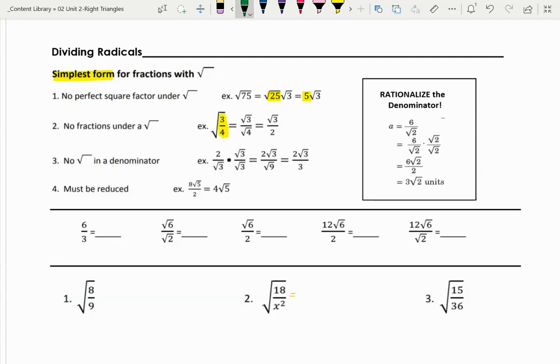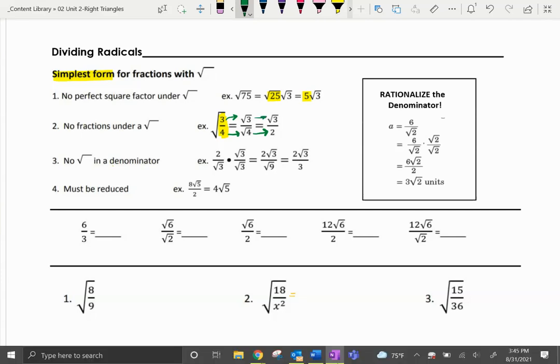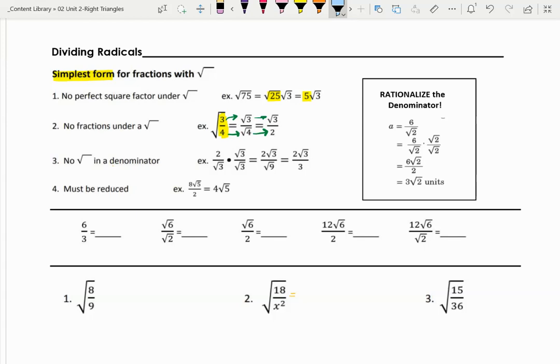So what you do is you take the square root of the top and the square root of the bottom, and you can split them up as a numerator and a denominator. Okay? Square root of 4 is 2, and root 3 is as simplified as it gets. Last thing I want to talk about here is no radicals in the denominator.